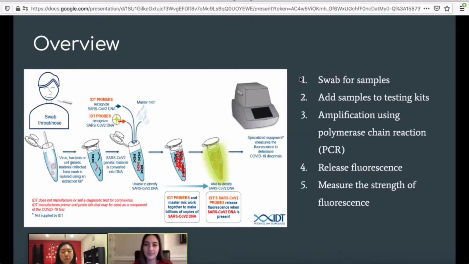So this is an overview of the testing procedure. We're going to start by taking the sample by swabbing and then adding it to the testing kit. And through some chemical reactions, we get the final sample and we test the content of that sample to get the result. And we will talk about the details of these processes.